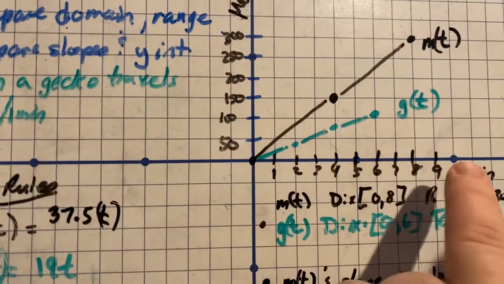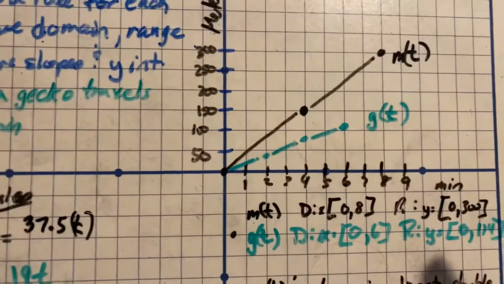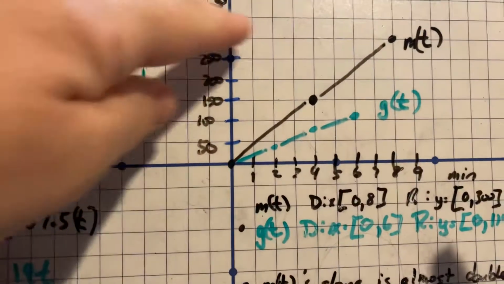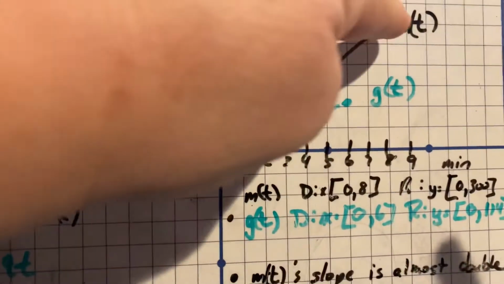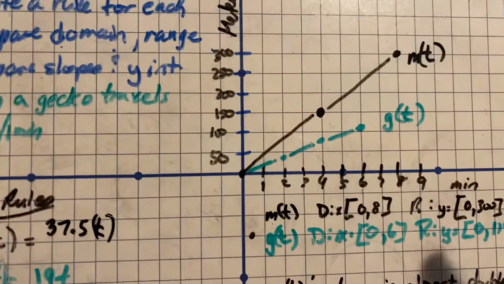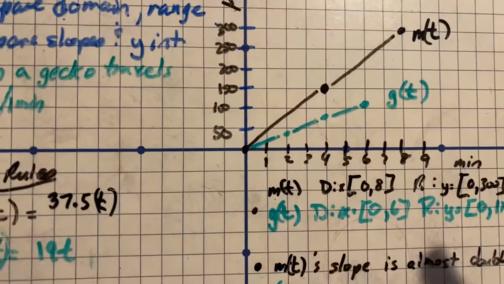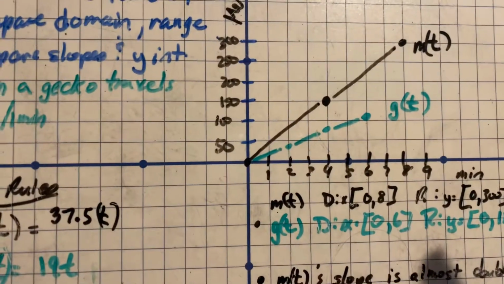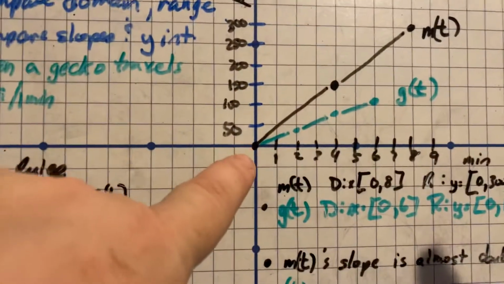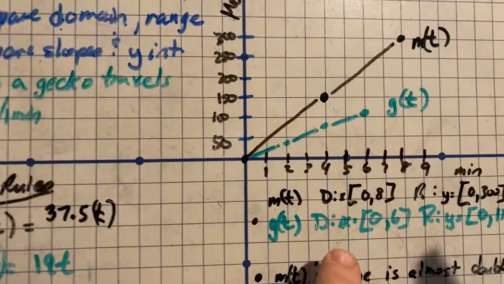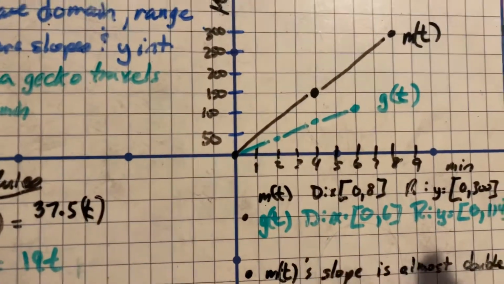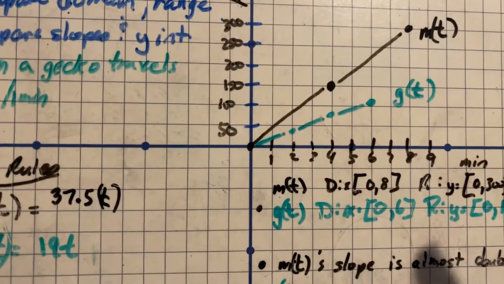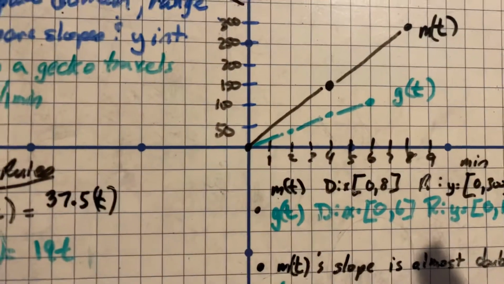The domain is your x information. And the range goes from 0 to 300, because that's the highest information I have based on the given graph. G of t, well, in the verbal description, they tell us that the gecko travels for 6 minutes. And so we go from 0 to 6. Since we're including the endpoints, and I'm using interval notation, that is what that should look like. The domain is where x is between 0 and 6.